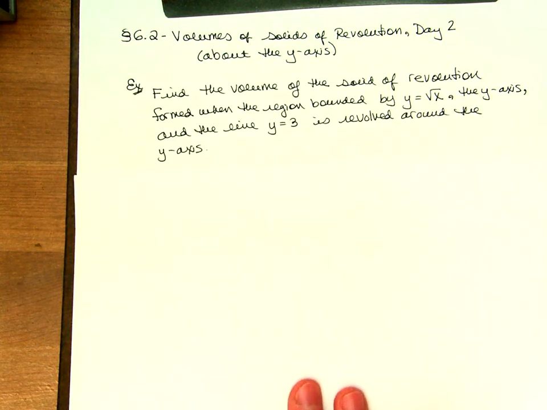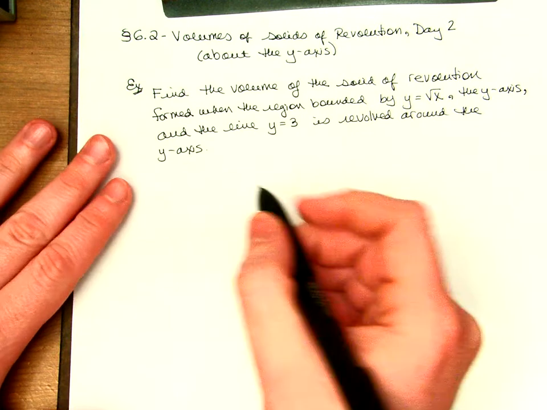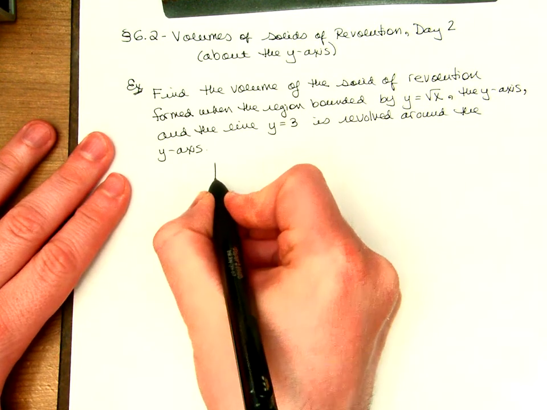For our first example, we're going to find the volume of the solid of revolution formed when the region bounded by y equals the square root of x, the y-axis, and the line y equals 3 is revolved around the y-axis. You might want to pause the video for a moment and copy that problem down. And the first thing that we should do, just like last time, is sketch our region so we see what exactly we're looking at here.